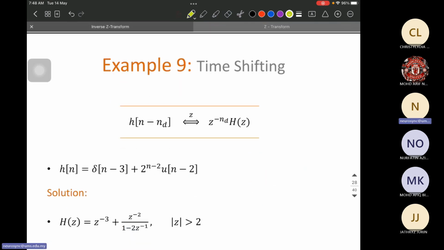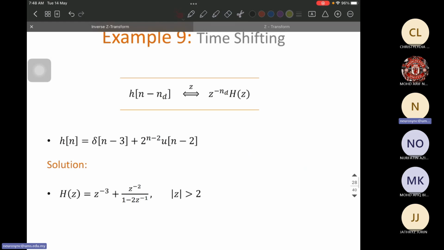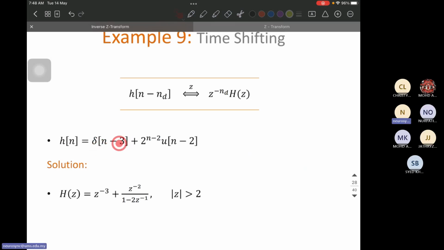with a figure. Okay, the next property is the time shifting property. We know that if the signal is shifted in time, then the Z transform is z to the power minus nd times H of z. If we take this example, the delta function is shifted by minus 3. Therefore z to the power minus 3 is the H of z.